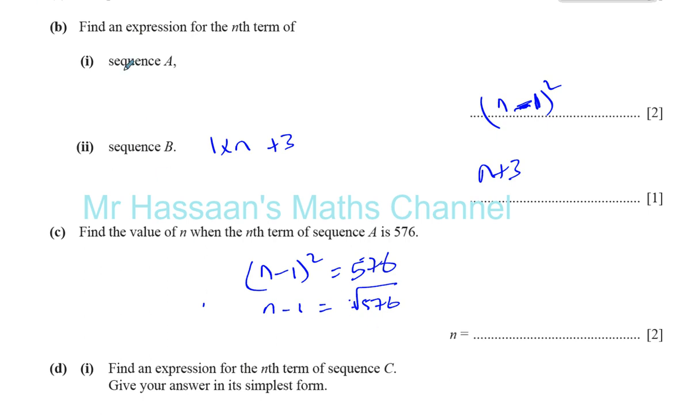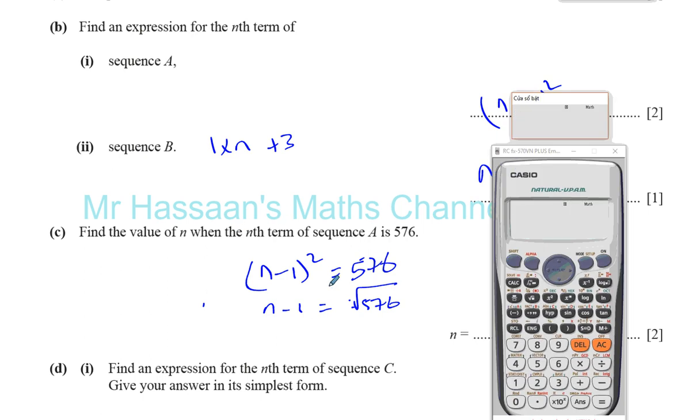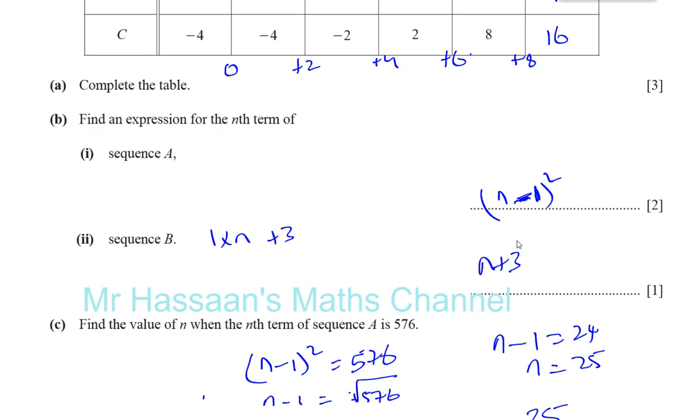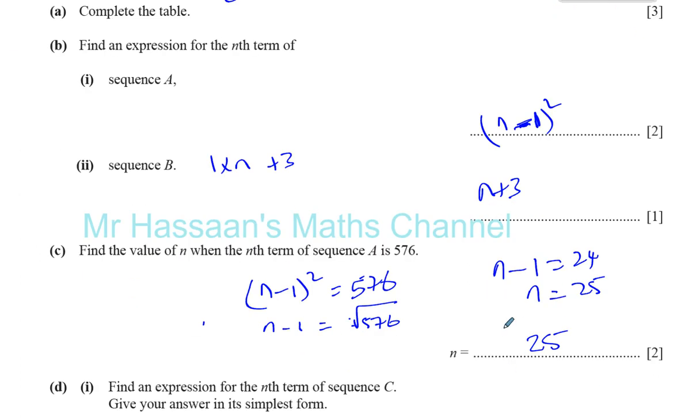Okay, so we're going to take the calculator and find the square root of 576. That gives us 24. So we've got n minus 1 equals 24. So n is equal to 25. So the 25th term of sequence A is 576. And you can see that it's going to be 24 squared, which is 576.